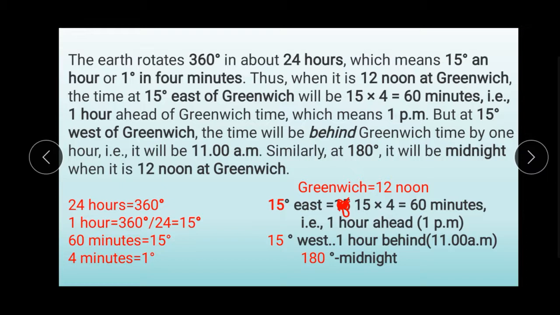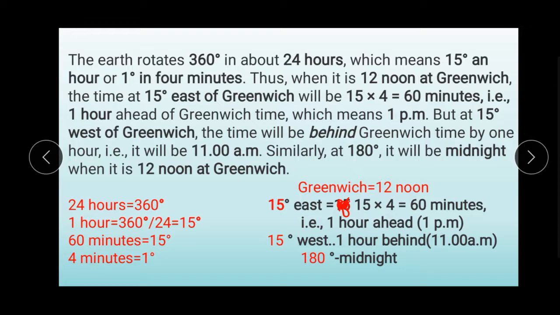Okay. So now we have to find for 1 degree how many minutes it will take. For rotating 1 degree, how many minutes will the Earth take? So 1 hour equals 15 degrees. That means 1 hour we can write as 60 minutes, right? So 60 minutes equals 15 degrees. So for 1 degree, we calculate 60 divided by 15, that is 4 minutes. So the Earth rotates 1 degree in 4 minutes. Okay, so now we'll see with an example.